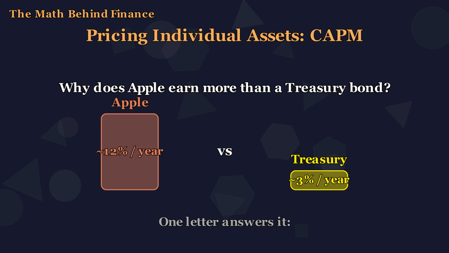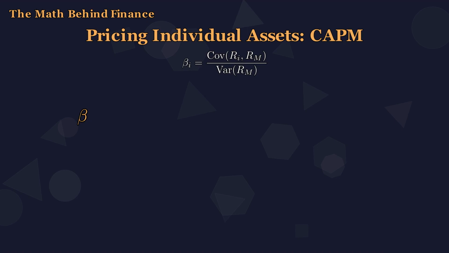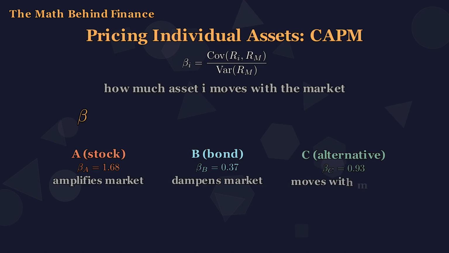One letter of the Greek alphabet answers that question. Beta, defined as the covariance of an asset's return with the market, divided by the market's variance. Intuitively, beta measures how much an asset moves when the market moves. For our three assets, beta of the stock is 1.68. It amplifies the market's swings. Beta of the bond is 0.37. It dampens them. Beta of the alternative sits near 1, moving roughly in lockstep with the market.